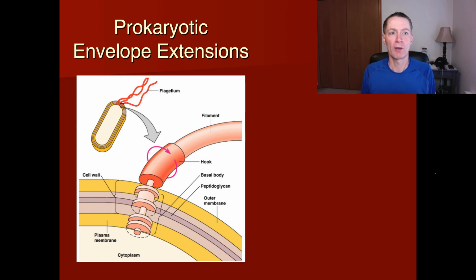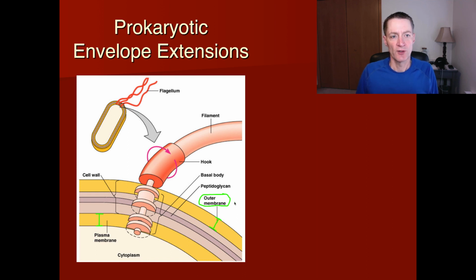Now, another prokaryotic envelope structure is an extension that is rooted in this envelope. So now in this image, I know that this is a gram-negative organism. The reason I know that is because I see a plasma membrane here on the inside, and I see what they're saying is an outer membrane here on the outside. So this has got to be a gram-negative bacterium.